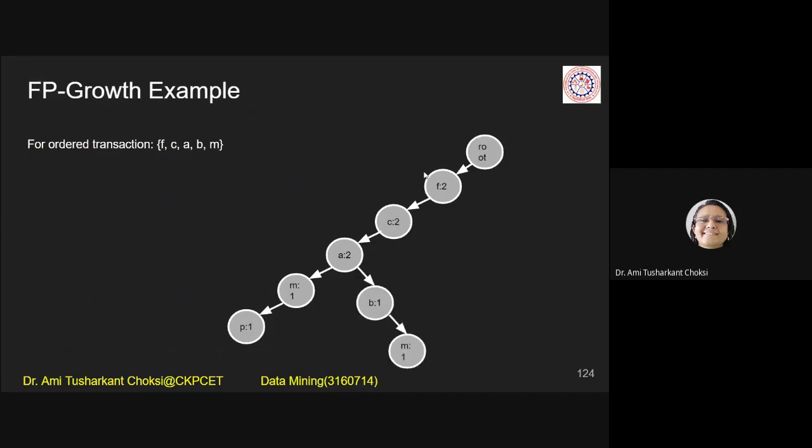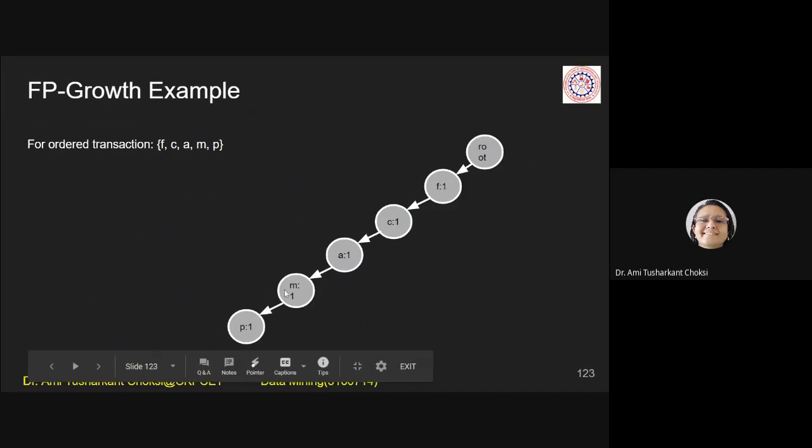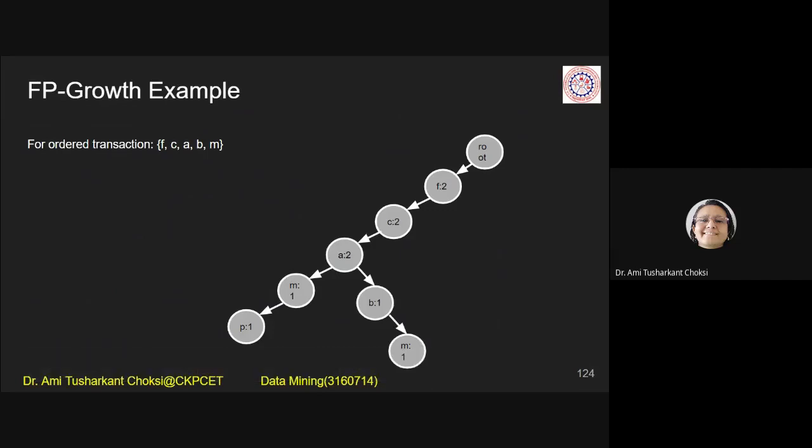So now what we will do is, F is revisited, so the count is increased. C is also revisited, so the count is increased. A is also revisited, so the count is increased. Now, we have B. Do we have any path here? No, it was not there. So we will create a new branch, right? Recall that in this particular figure, it was not there, but now it is added. So you can say B1 and M1, fine?